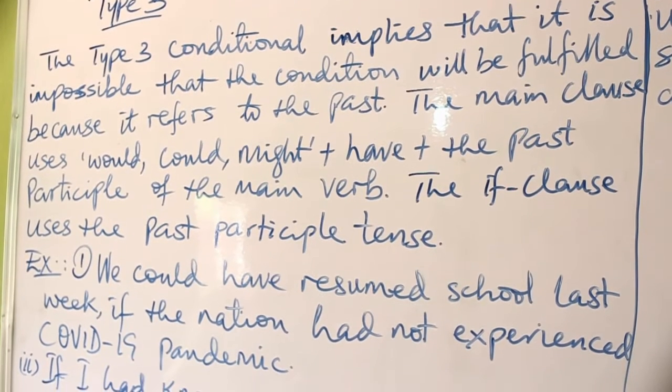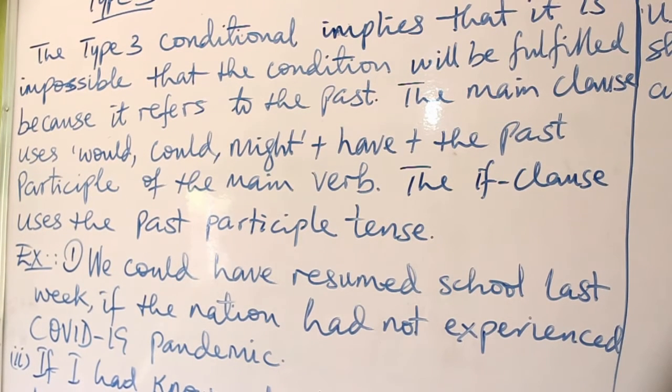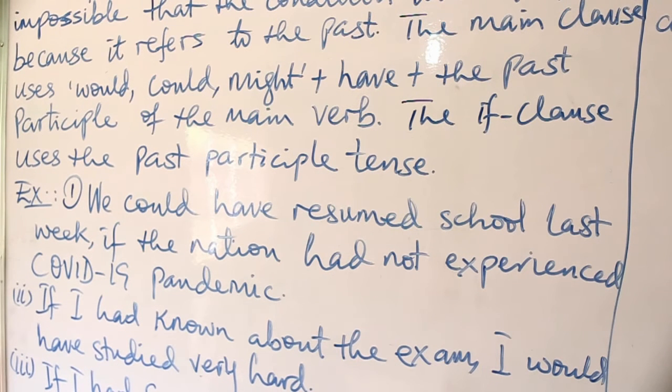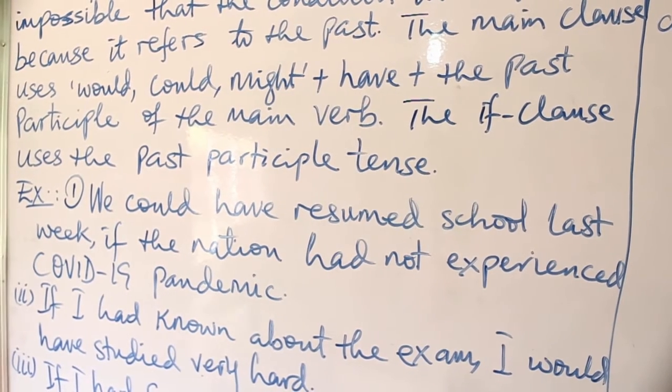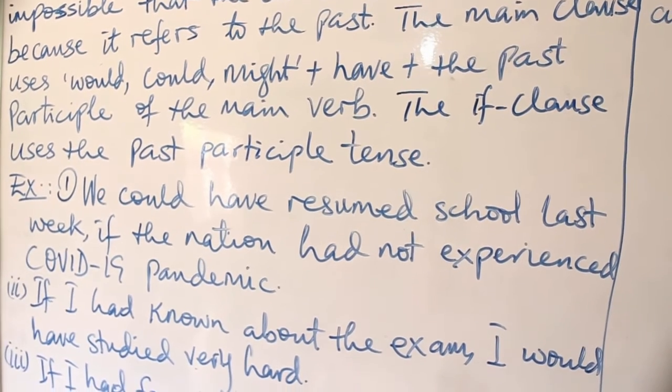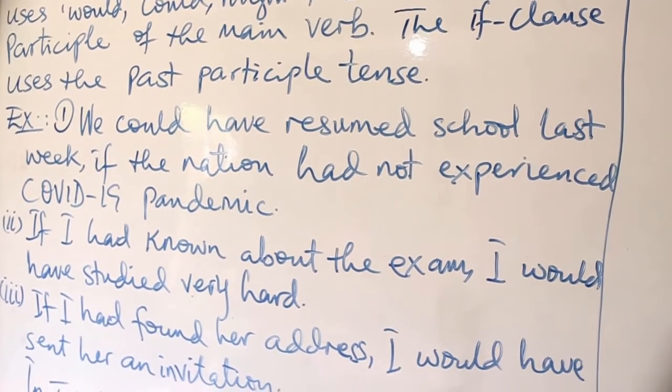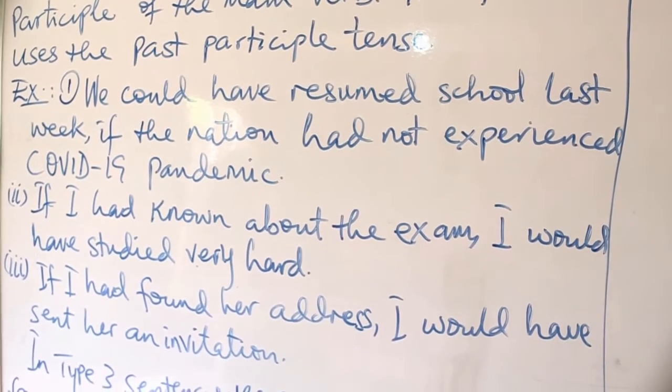In this example, we could have resumed school last week if the nation had not experienced the COVID-19 pandemic. Now, if you look at that sentence, it's referring to the past. It wasn't possible that we resume.